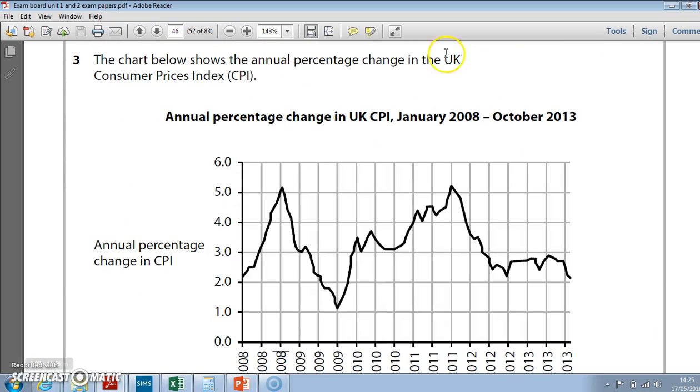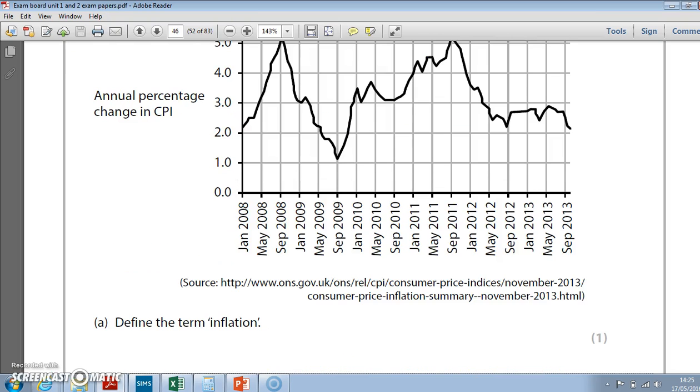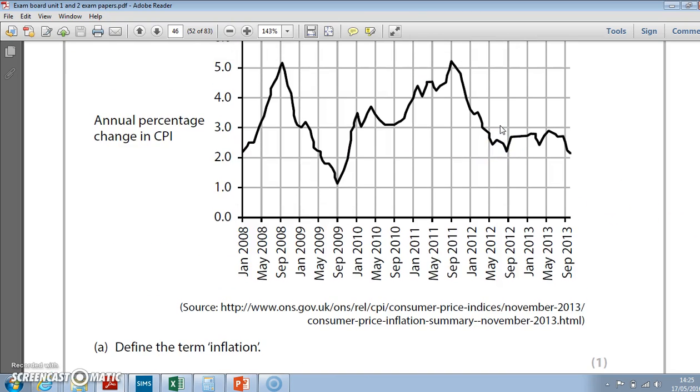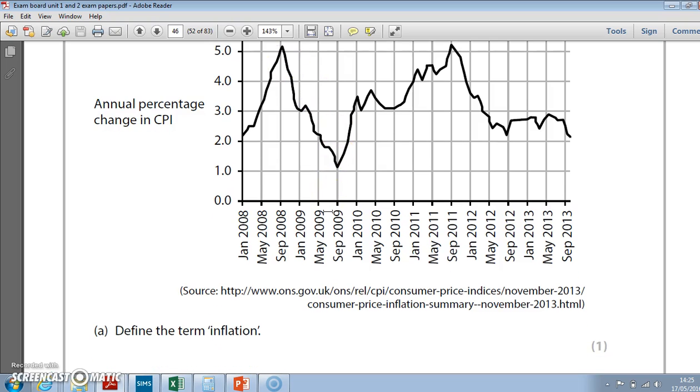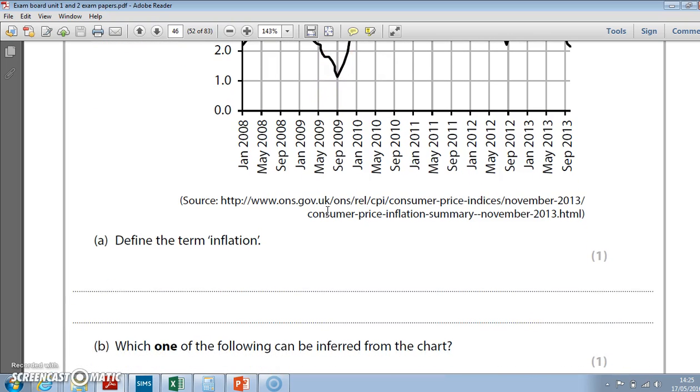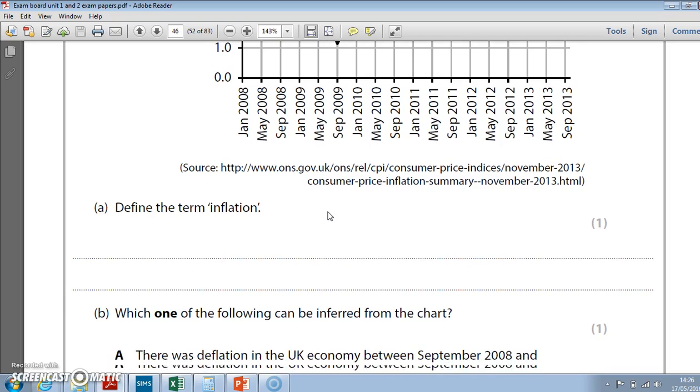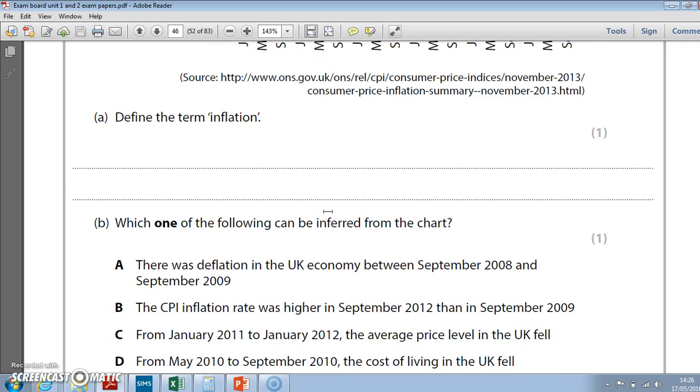Moving on to question 3, they're giving us a change in CPI. Now remember, CPI is used to show us inflation. So the higher CPI is, the higher inflation is. And they want you to define the term inflation. So you would say inflation is an increase in the value of goods and services within the UK, or an increase in the average cost of goods within an economy. Which one of the following can be inferred from the chart?